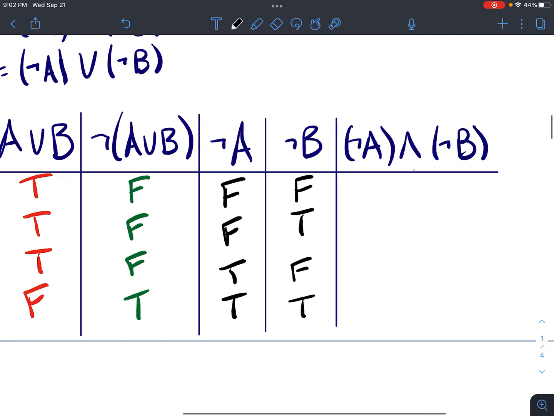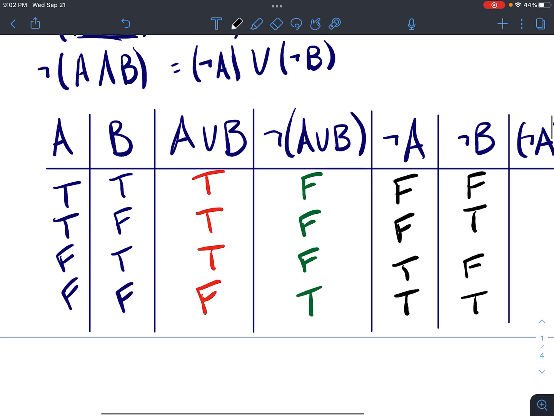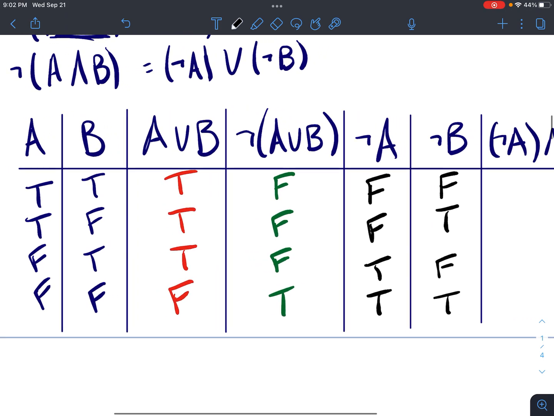Oops. So now, oh, I messed something up. Where did I mess it up?